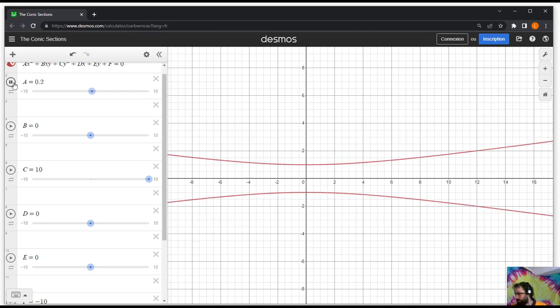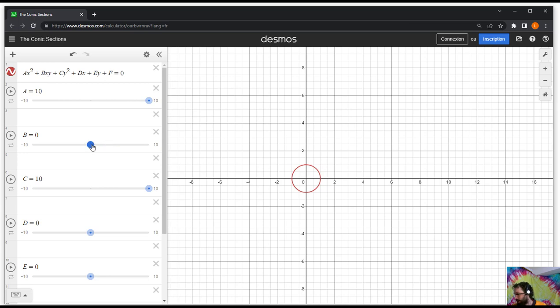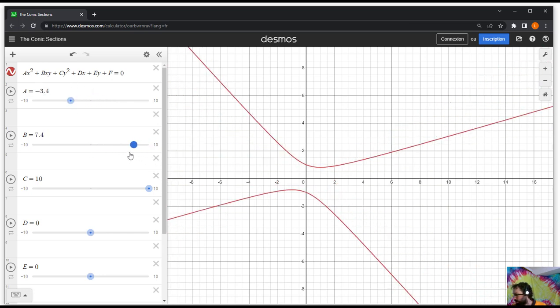Now an important other term to think about here is, well, what's going to happen if we change B? And the answer is, maybe just to make it clear, I'll make it so we start not already on a hyperbola. So B essentially rotates your shape around.